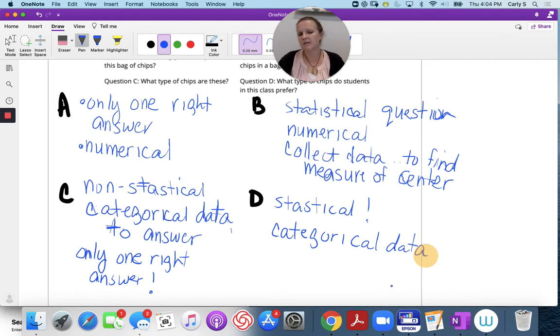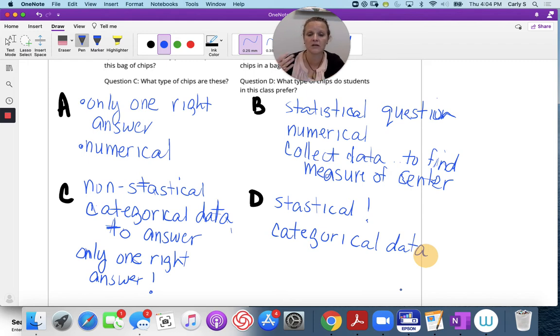So which one doesn't belong? It could be any of them. It could be A, because there's only one right answer. D has only one right answer, no, sorry, D, you're talking to the whole class and getting data. B, it's statistical, it's numerical. C is not statistical, it's categorical. D is statistical and categorical. So lots of different reasons.